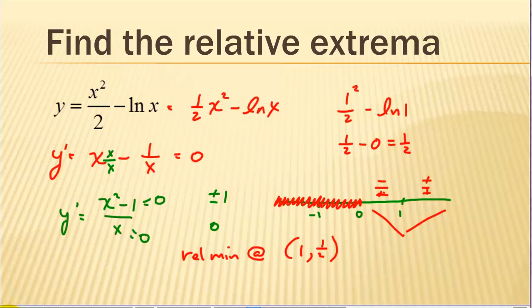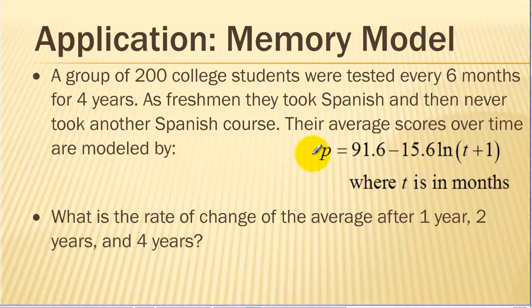And our last example is an application problem here. We have a score where we are measuring the performance of students over time. So they take a course as a freshman year and then they never take it again, and every 6 months they are taking a test, and we're looking at the trend of their scores.